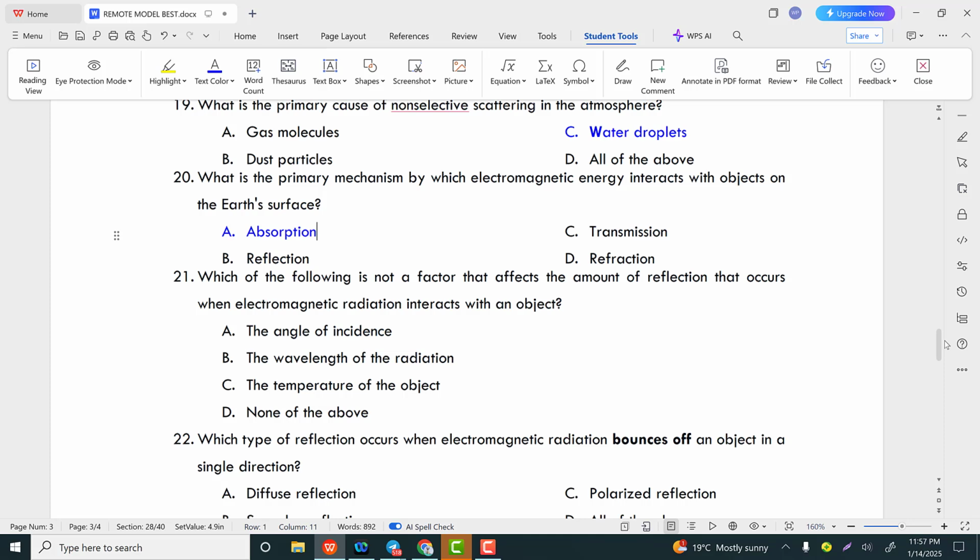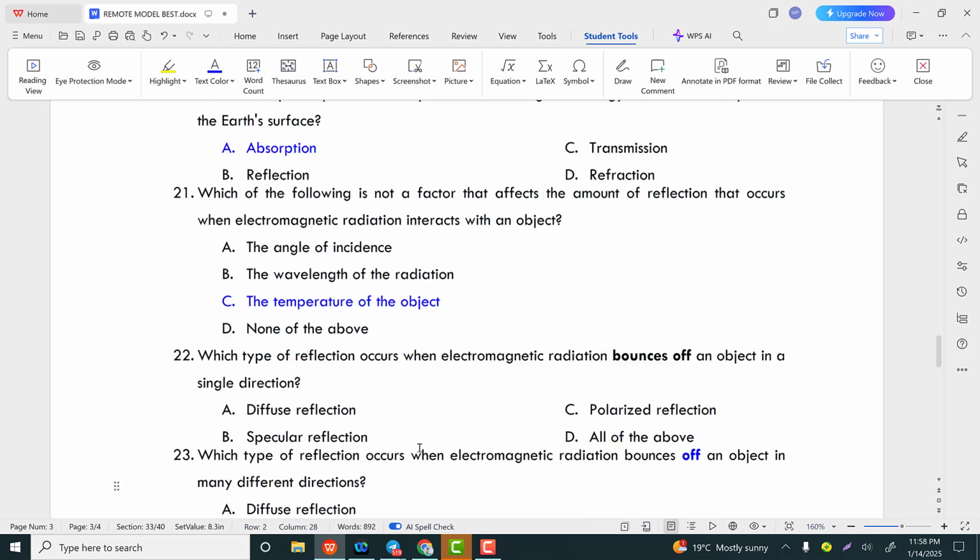21. Which of the following is not a factor that affects the amount of reflection that occurs when electromagnetic radiation interacts with an object? A. The angle of incidence. B. The wavelength of radiation. C. The temperature of an object. D. None of the above. So the temperature of an object has no relationship with the amount of reflection that occurs when electromagnetic radiation interacts with the target object.